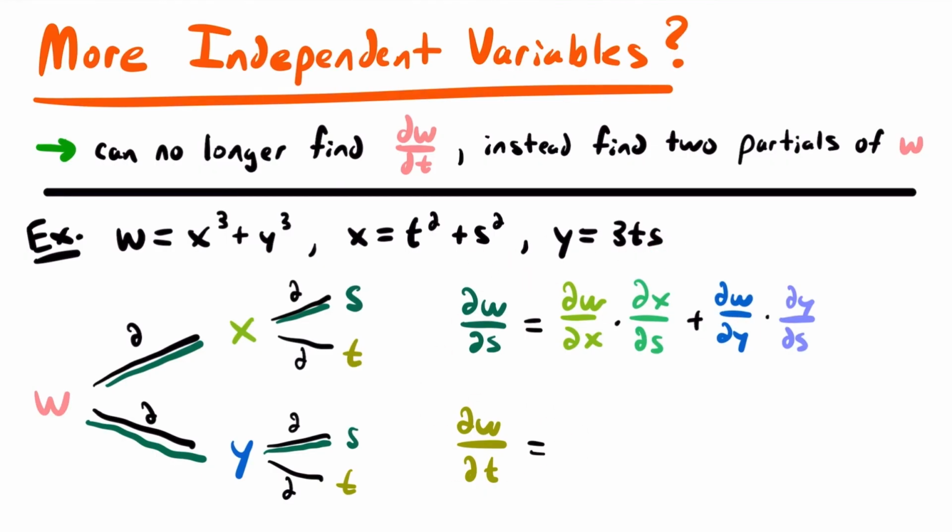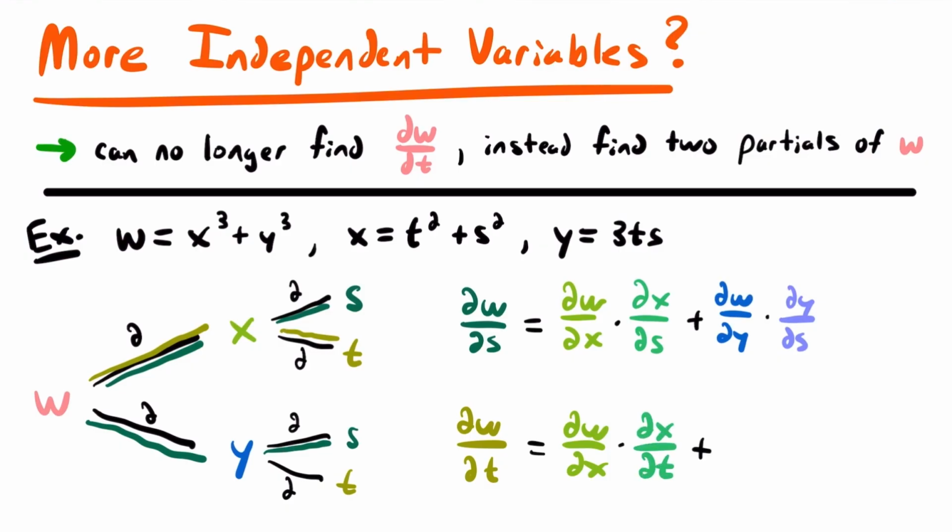Now let's move on to the other one. We found dw ds, now let's find dw dt, or the partial of w with respect to t. So now we will consider the other paths we have not taken yet. So we'll start at w, go to x, and then to t. All right, so we move from w to x, and then from x to t. So we still take a partial of w with respect to x. That part does not change, but then we do multiply by a different partial derivative when going from x to the independent variable, because now we're considering t, not s, so we'll take a partial of x with respect to t this time. So you're multiplying by a partial of x with respect to t.